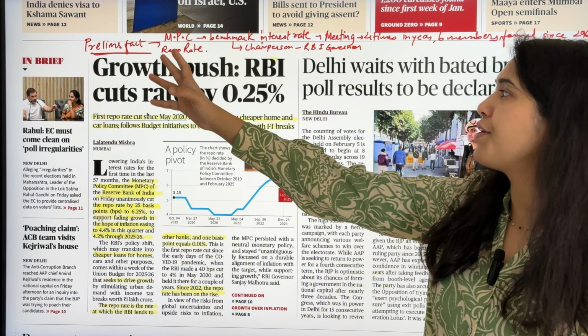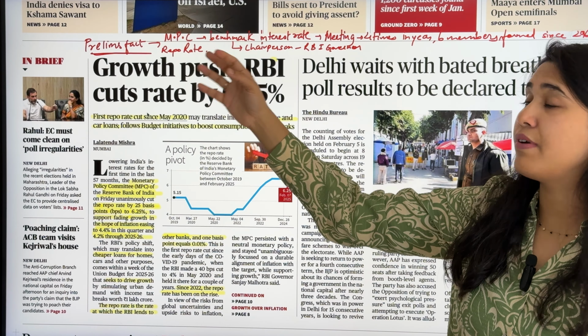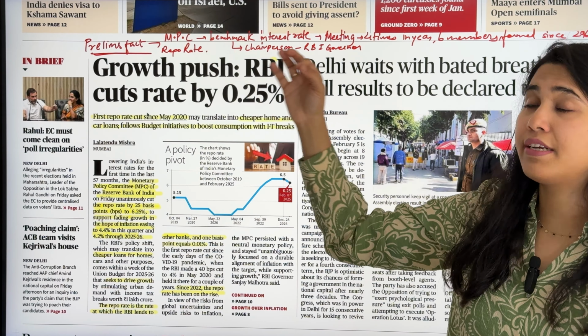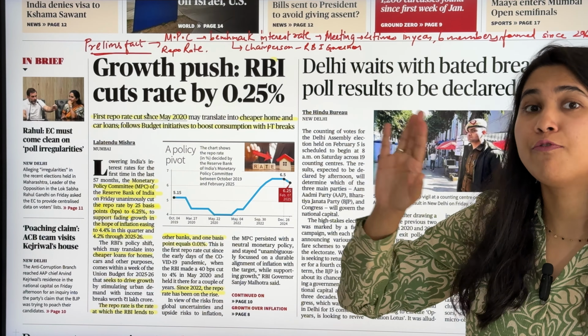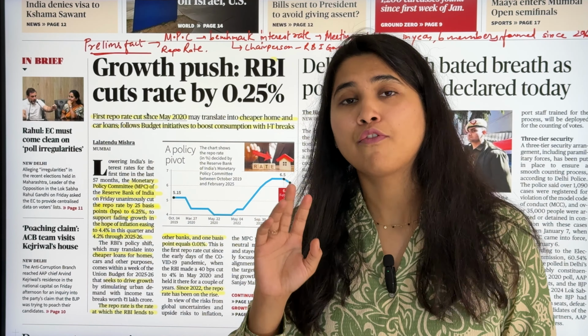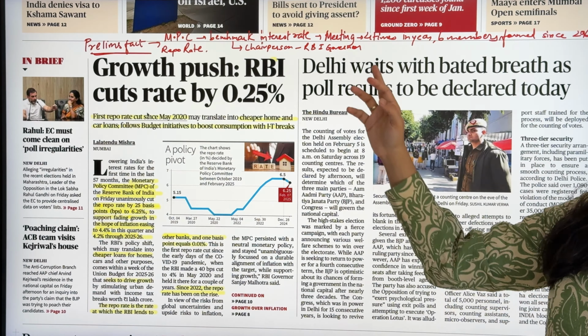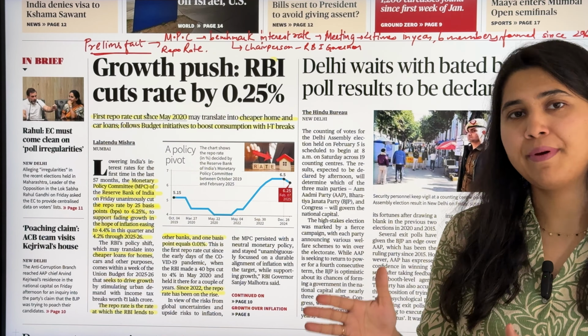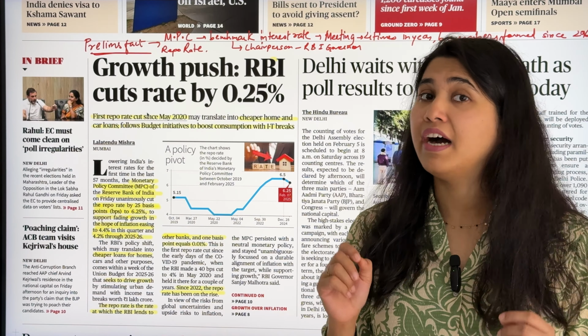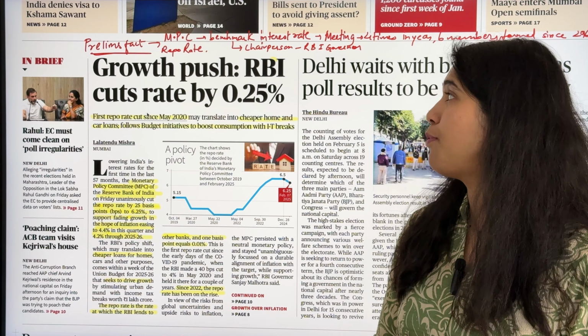So what is the Monetary Policy Committee? It is there to set the benchmark interest rate. Its inflation target is 4 plus minus 2%, that is, from 2 to 6%, and it meets 4 times a year. There are 6 members, including members from RBI. The RBI governor is the ex officio chairman of the Monetary Policy Committee. It was formed in 2016 by the government's executive order. You should know about the Monetary Policy Committee and repo rate.